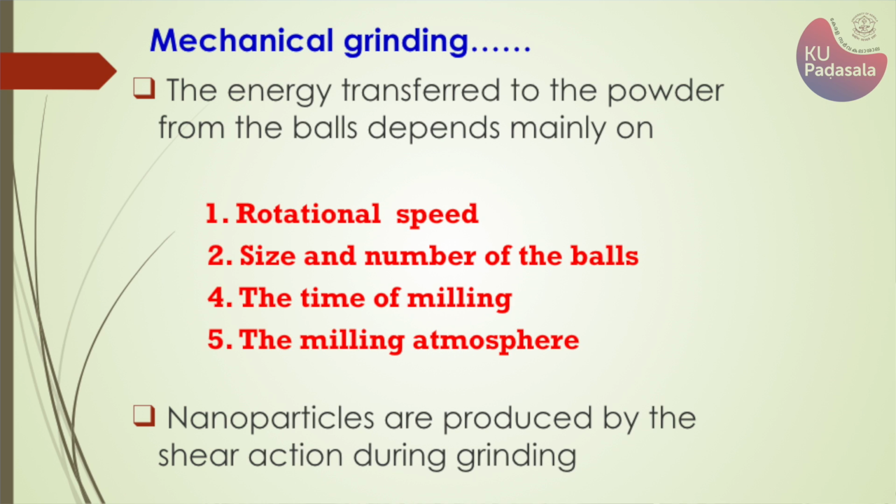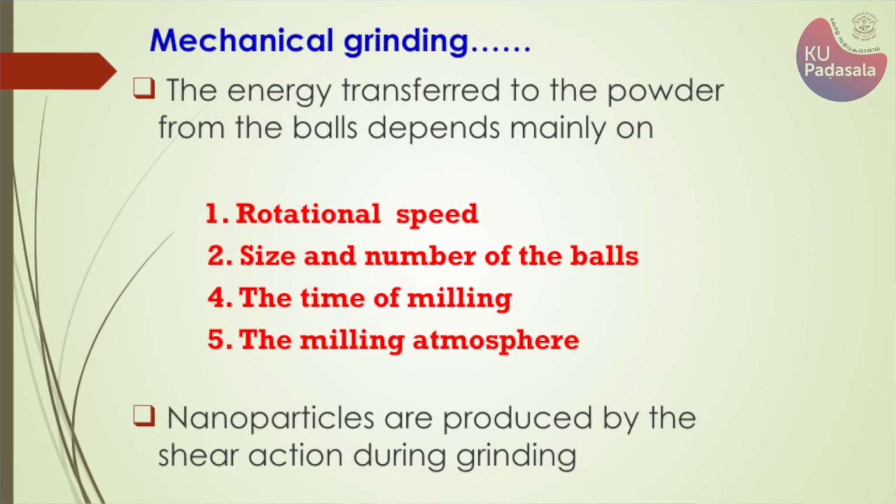The mechanical grinding procedure has some important connection with the rotational speed, size and number of balls, the time of milling and the milling atmosphere. All these factors will control the size and quality of the obtained nanomaterials. Nanoparticles are produced by the shear action during the grinding or moving of the high energy balls.